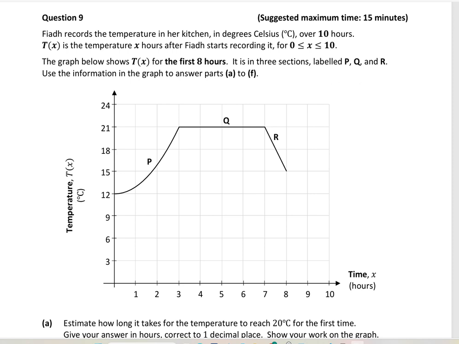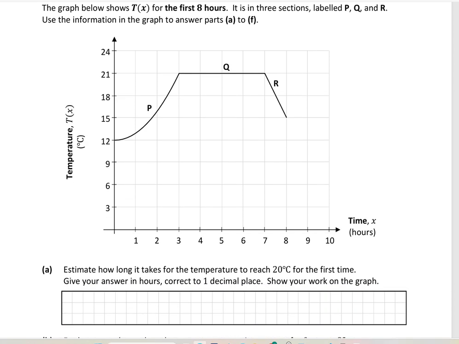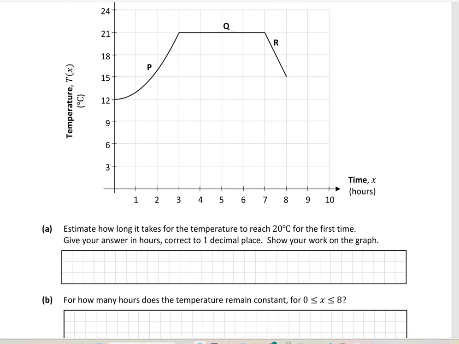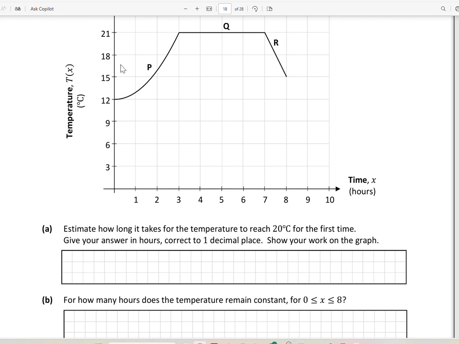Okay, so it's a question on functions, I guess, mainly. We'll see. Estimate how long it takes for the temperature to reach 20 for the first time. Give your answer in hours, correct to one decimal place, and show your work on the graph. You should really use a ruler for this. On the left hand side, the temperature goes up in jumps of 3. I'll be as accurate as I can be, but it's not going to be perfect. If this is 18 and we divide this in 3, that's 19, and that's 20, so that's the one we're talking about here.